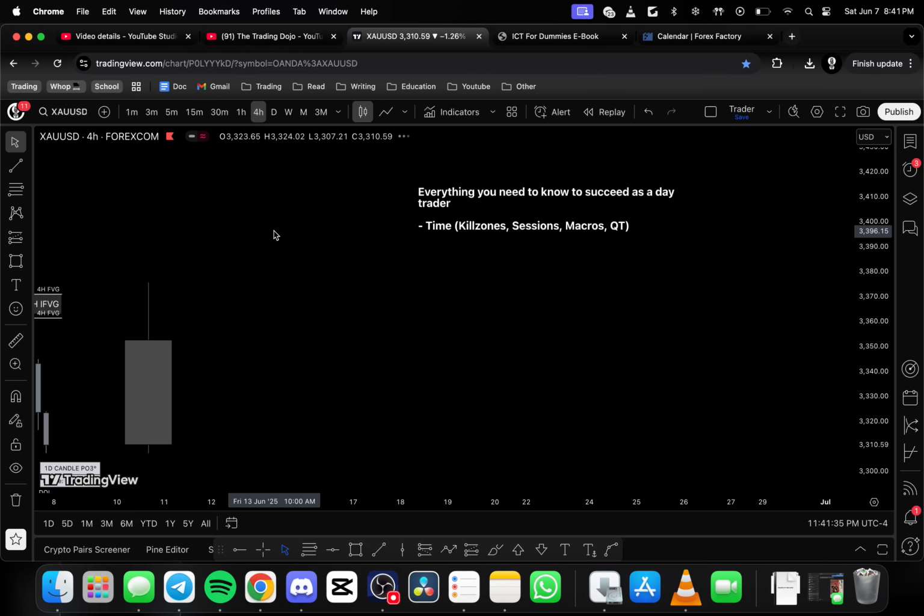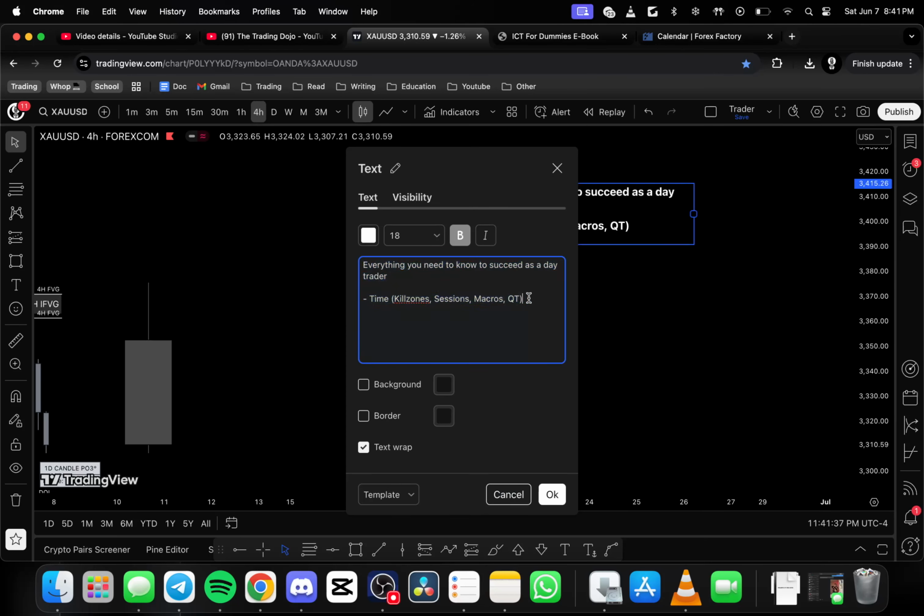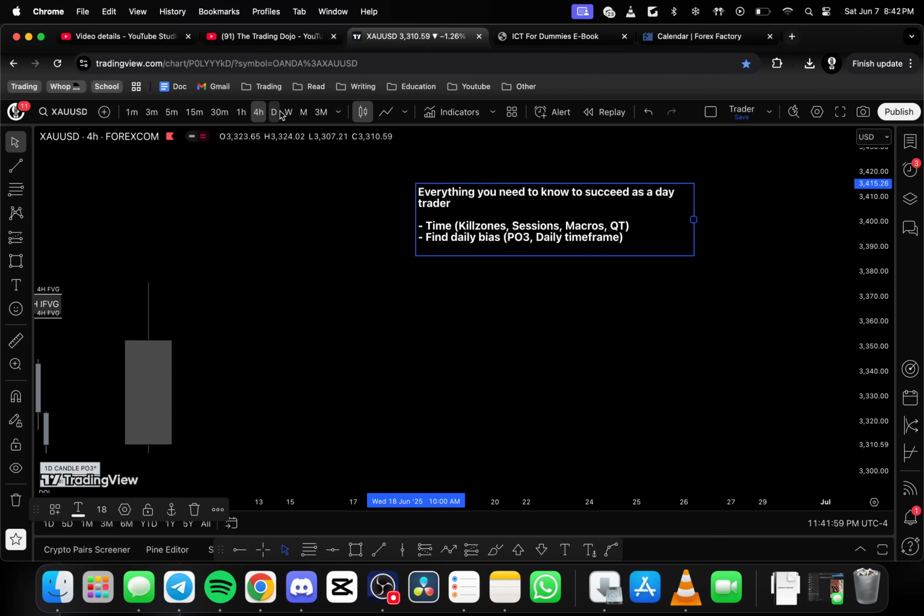The next most important and foundational thing that you're going to need to learn is to find daily bias. And in order to do that, you learn power of 3. You learn about the different stages of power of 3, and then you use the daily time frame. The biggest mistake that people make is that they try to use the lower time frame to figure out where the daily candle is going. That's not how it works. You stay on the daily time frame and you find where the daily time frame is going to go.